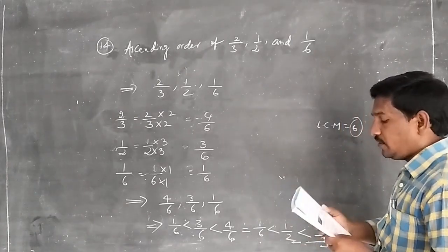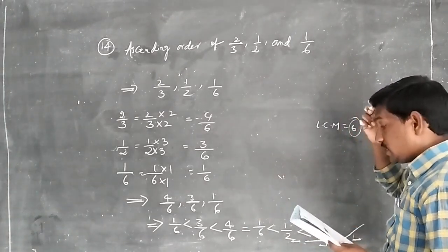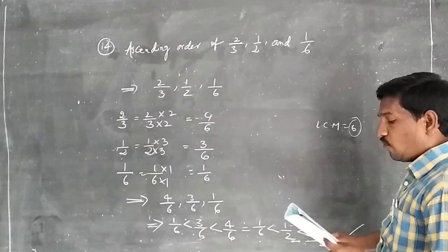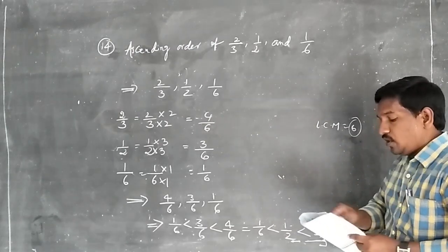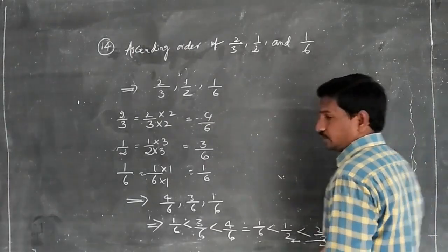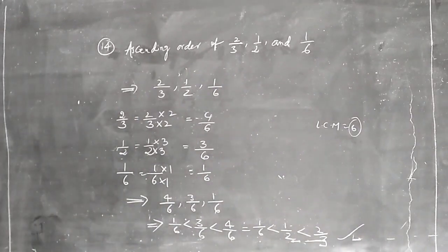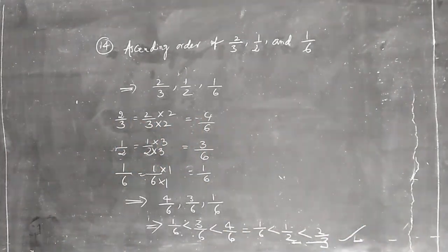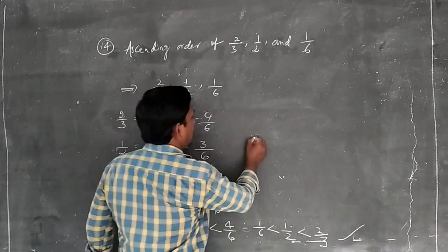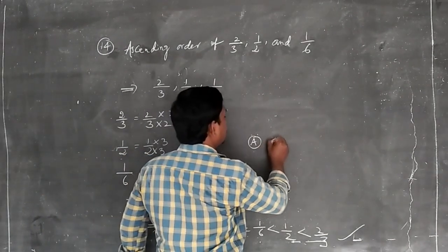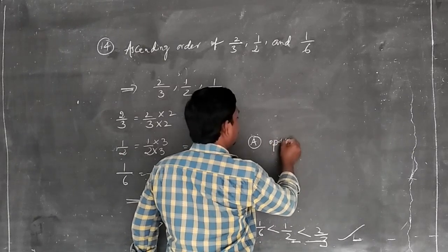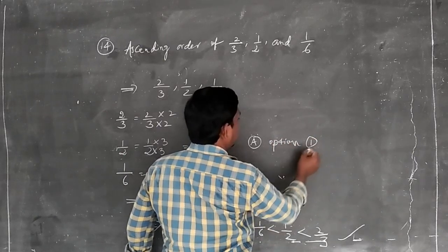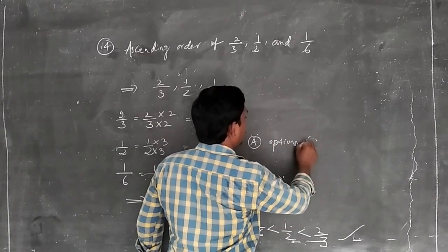Which option is the ascending order? 1 by 6, comma 1 by 2, comma 2 by 3. So the first one is the correct option. Answer is option 1.